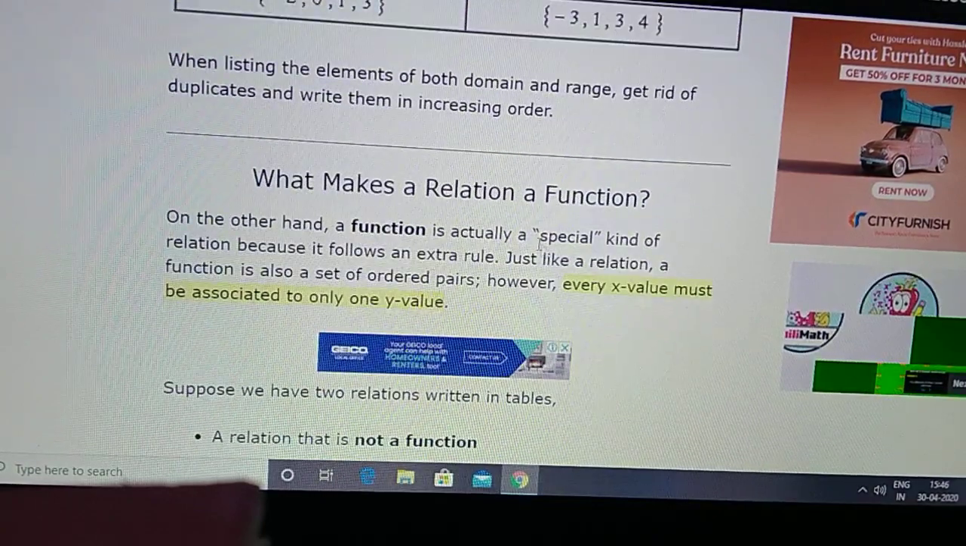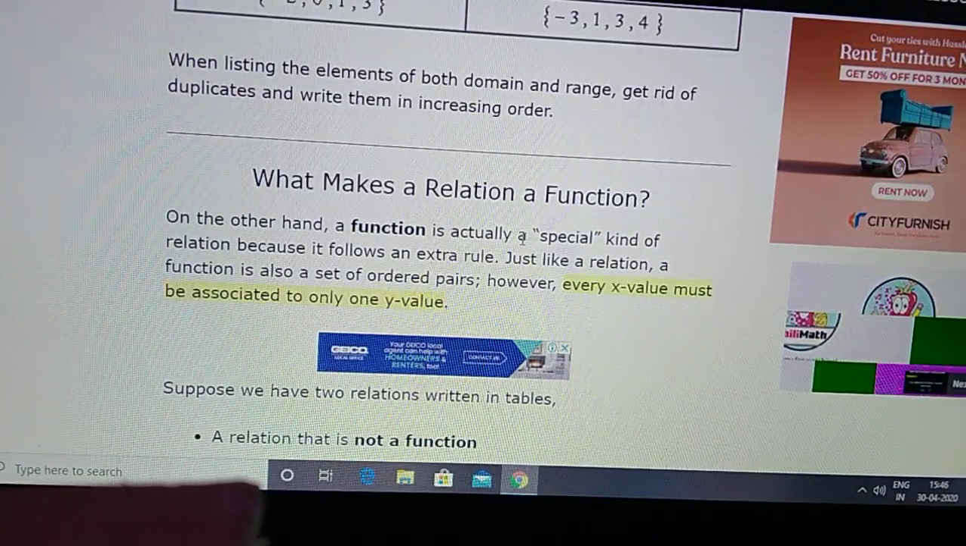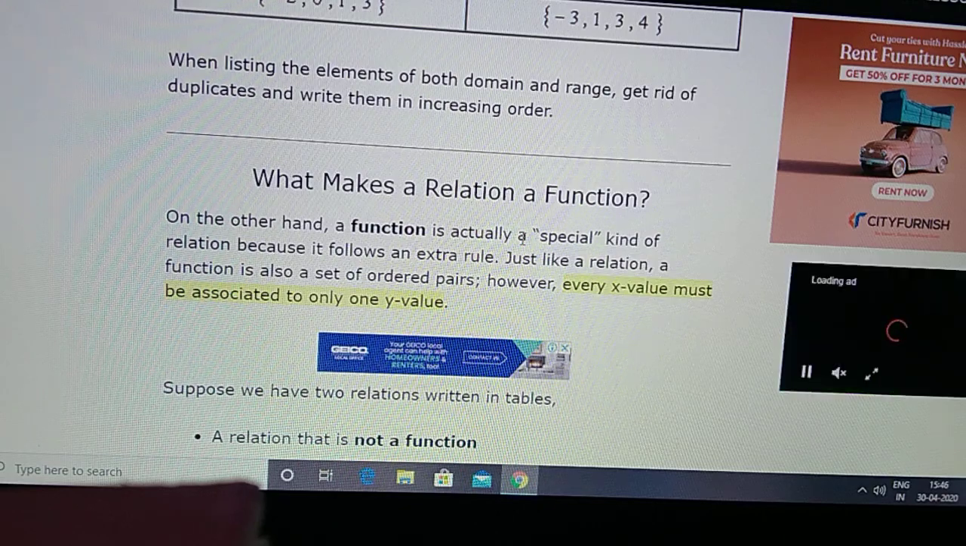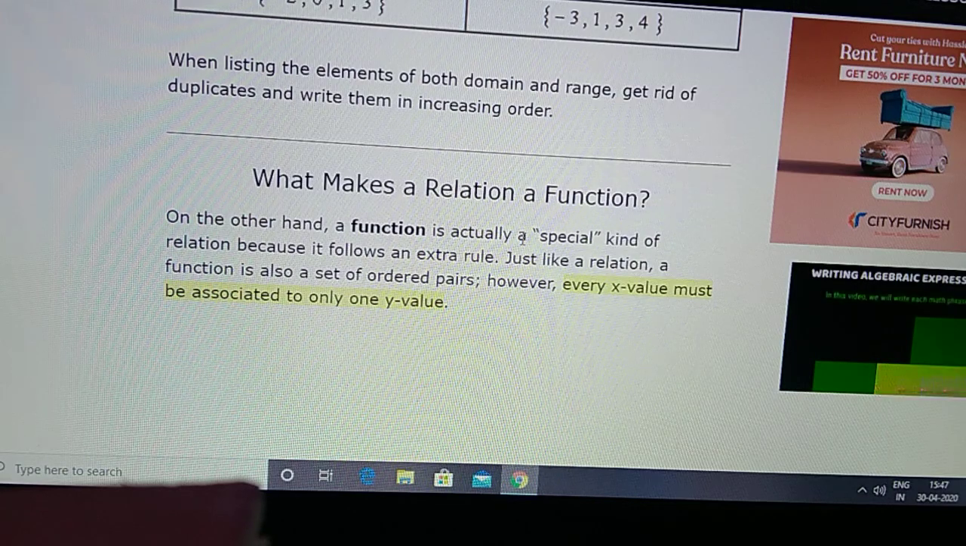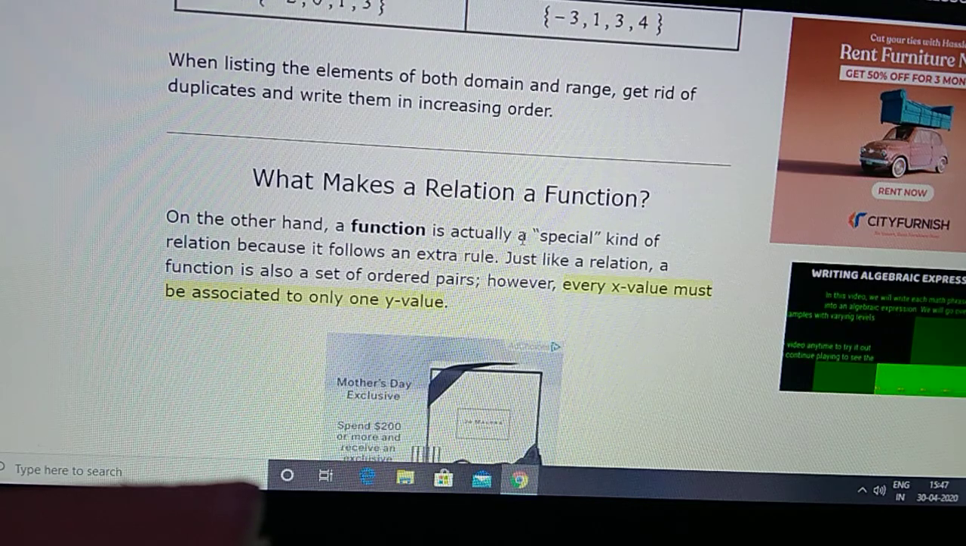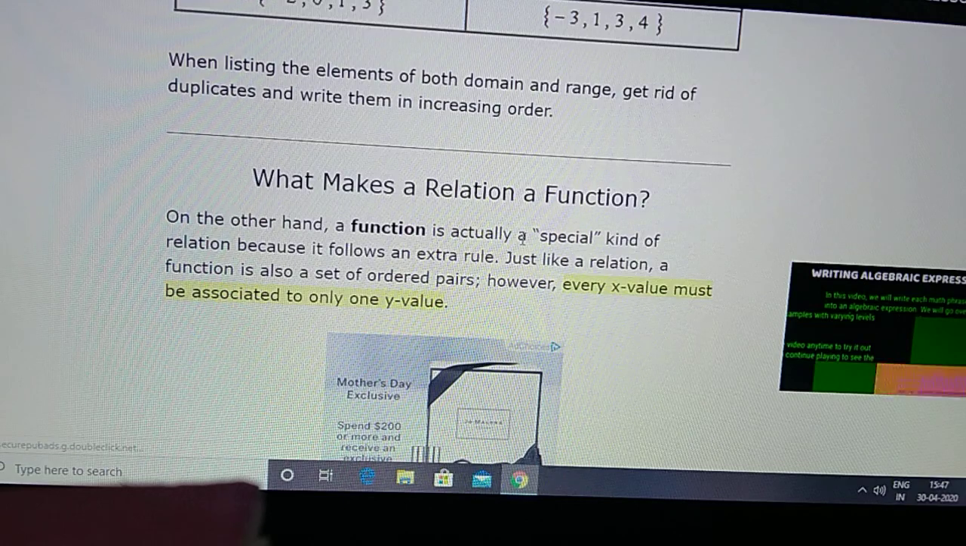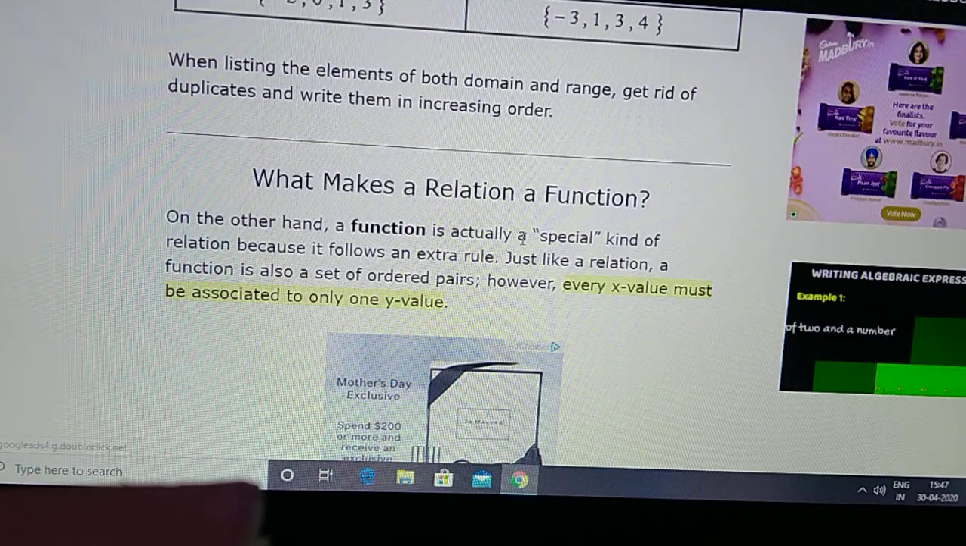The relation topic is over. Again I will repeat: a relation is a pair of two things, that's it. A relation has two things, one is the domain and the other is the range. The domain means the set of all the x elements, and the range means the set of all the y elements. Understood? Now we'll talk about the function.